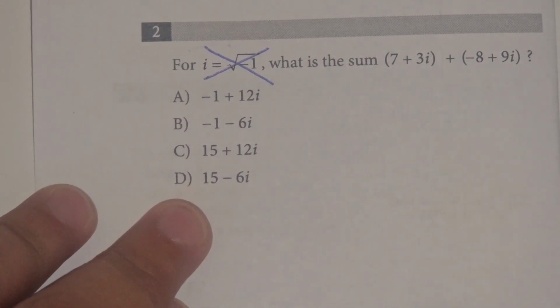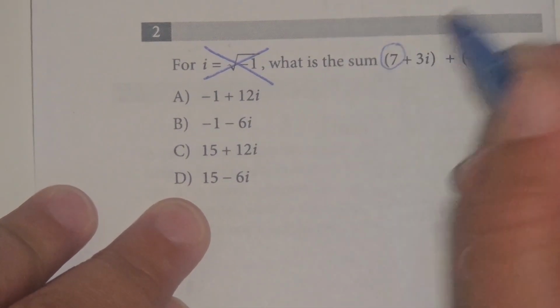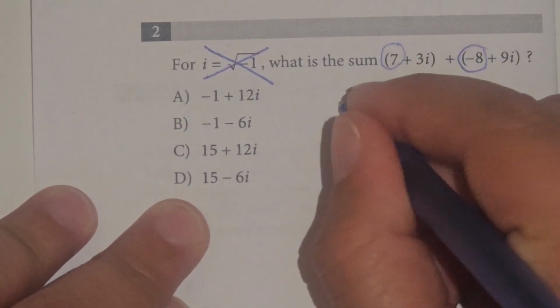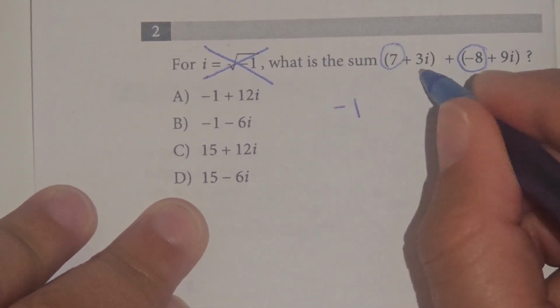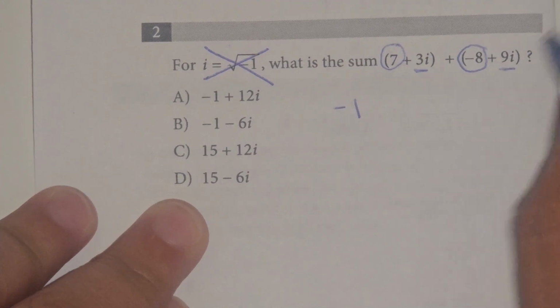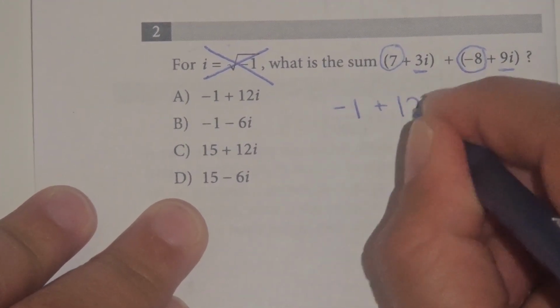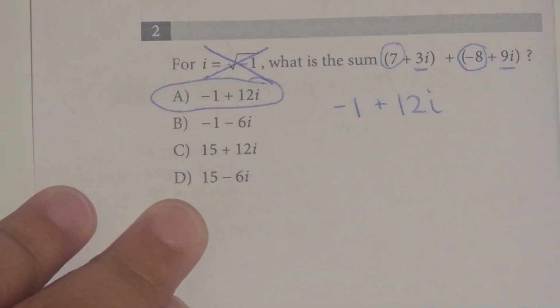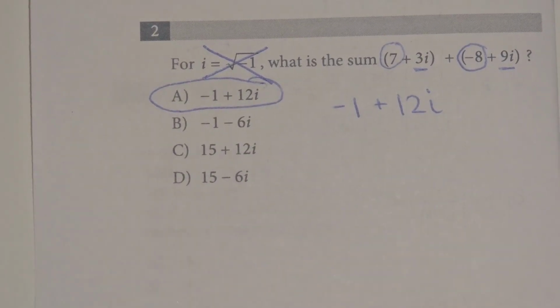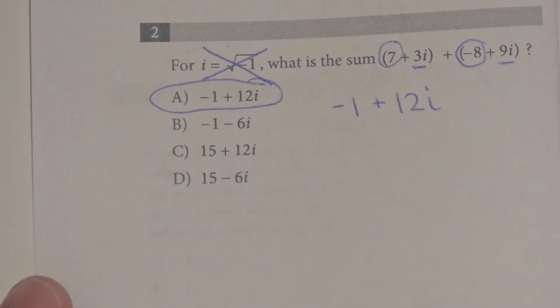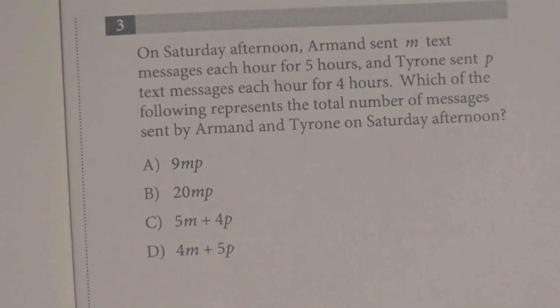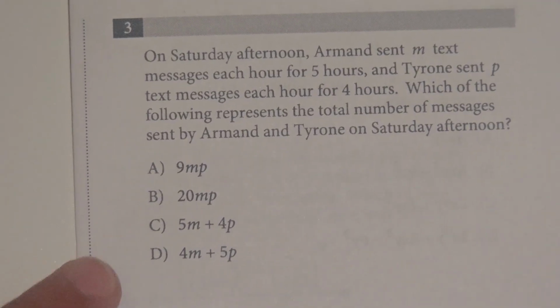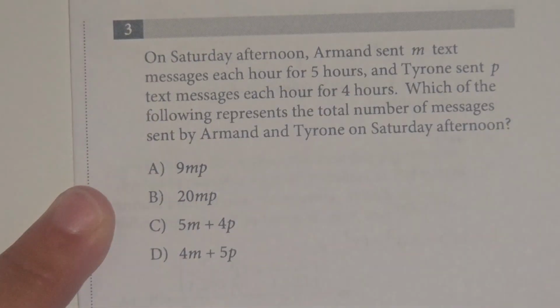So all we're going to do is combine like terms. So I have a 7 and a negative 8. So that's negative 1. 3i and 9i is 12i. And that's the answer. Okay. So again, sometimes they do give you too much information, so don't worry too much about that. Try to figure out and solve if there's too much information that they give you. And you don't always have to use every piece.